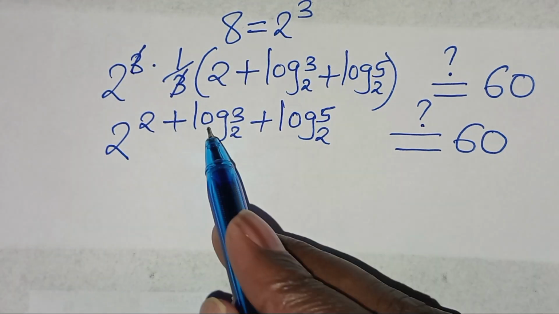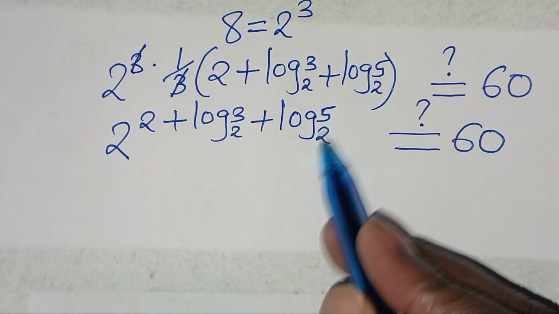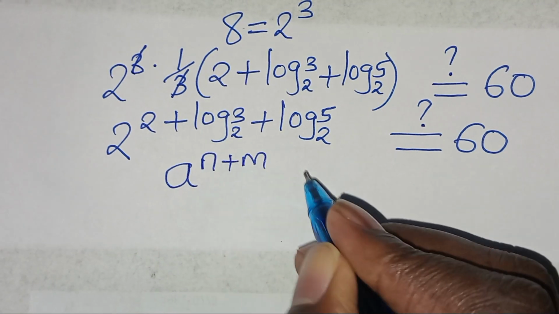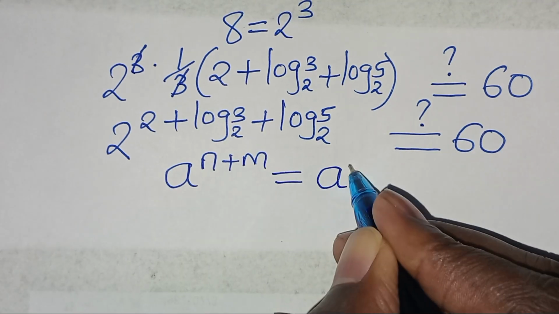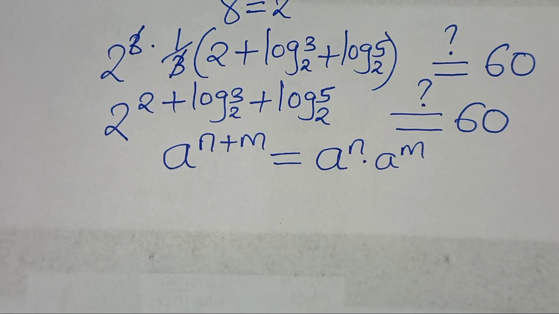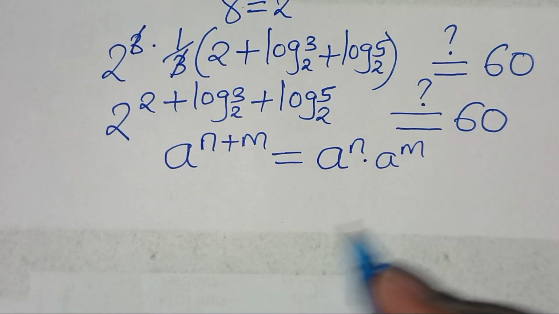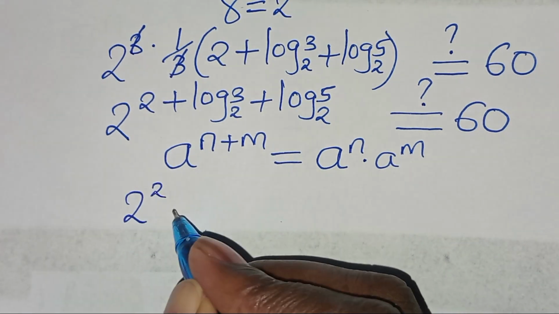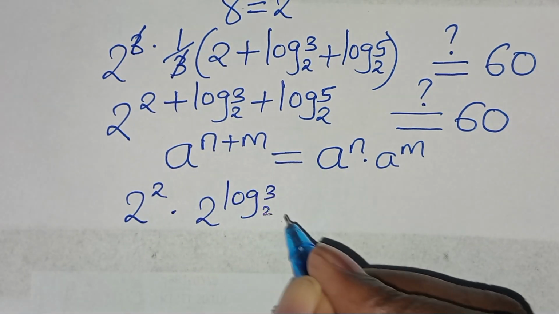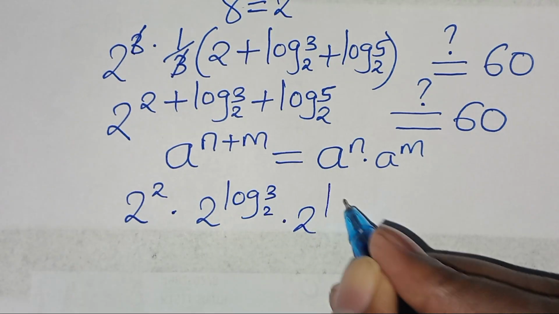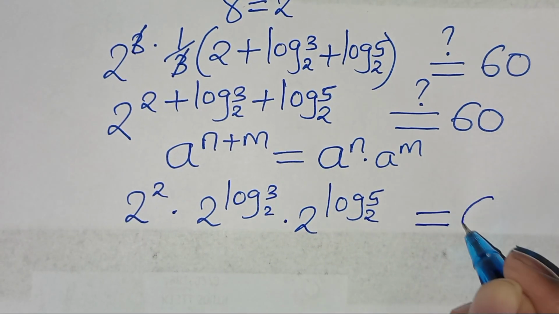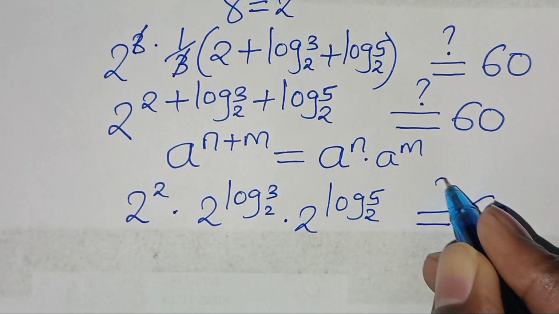2 to power 2 plus log 3 to base 2 plus log 5 to base 2. This is in the form of a to power n plus m, which we can express as a to power n times a to power m. Applying this exponent property, here we have 2 to power 2 times 2 to power log 3 to base 2 times 2 to power log 5 to base 2. This is supposed to give us a value of 60.